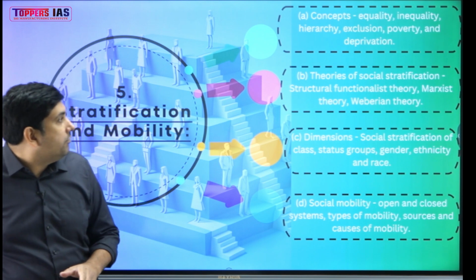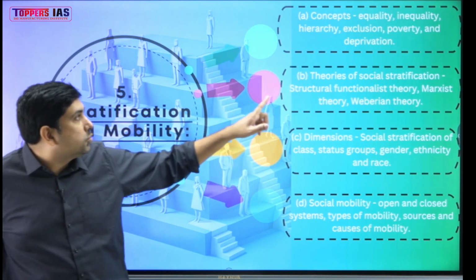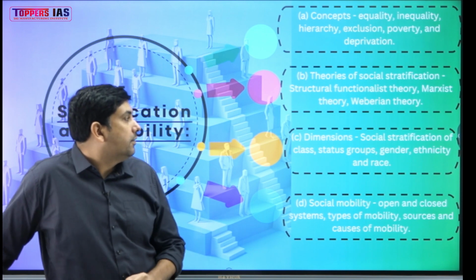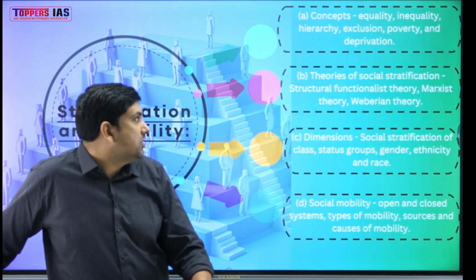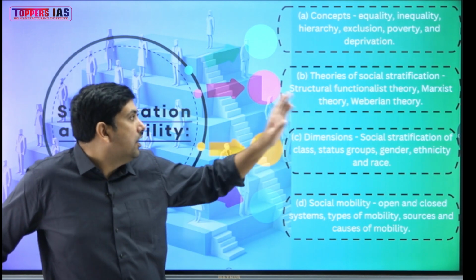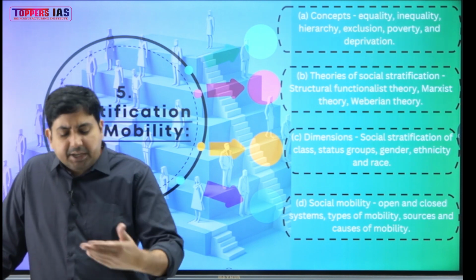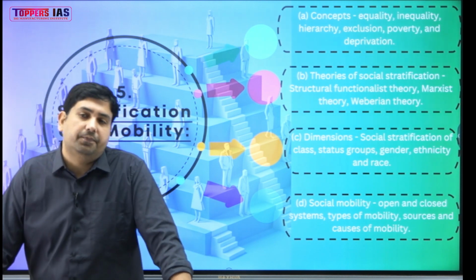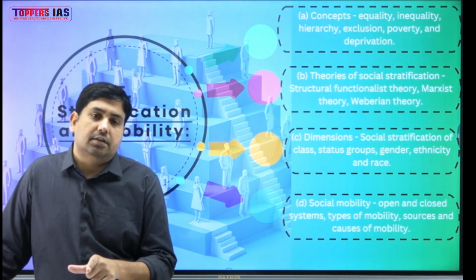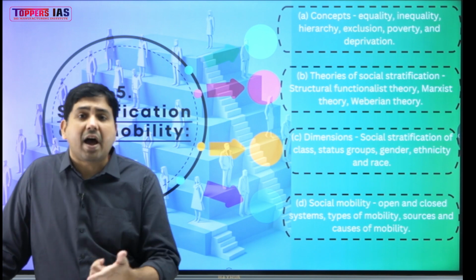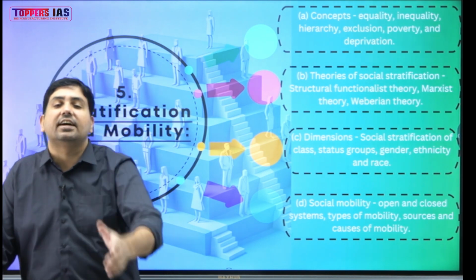what do you have? You have concepts like equality, inequality, hierarchy, exclusion, poverty, deprivation. Such kind of things are there. Then you have theories of social stratification: structural functionalist theory, Marxist theory, Weberian theory. Now, what is meant by these theories of social stratification? It means different explanations for why societies are divided into various layers.